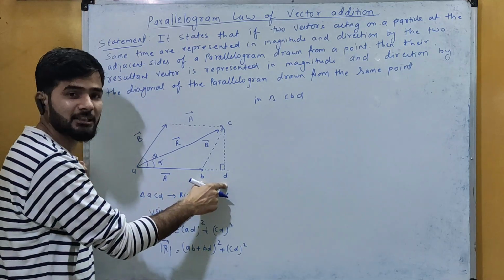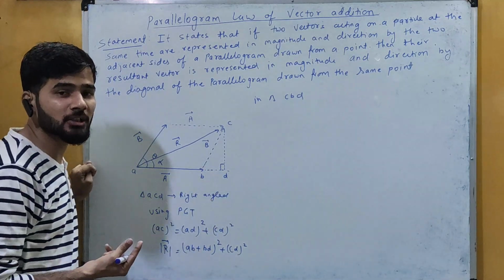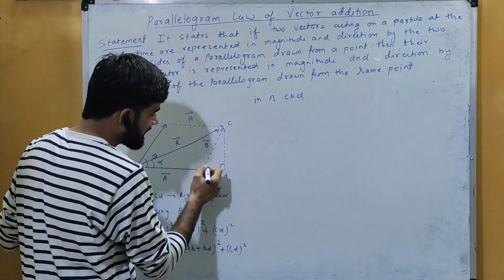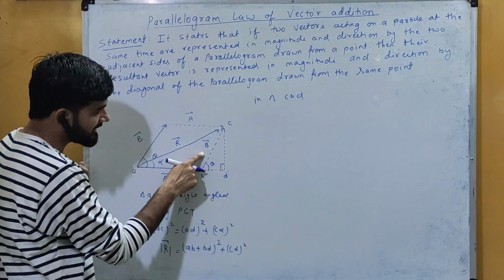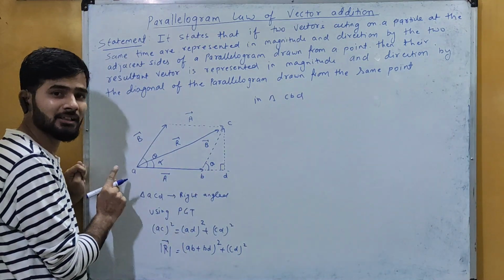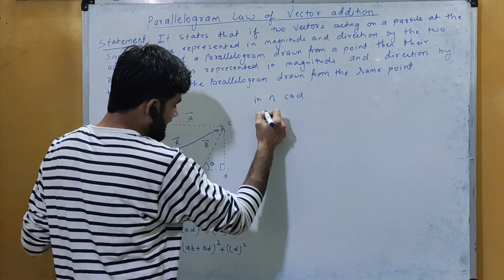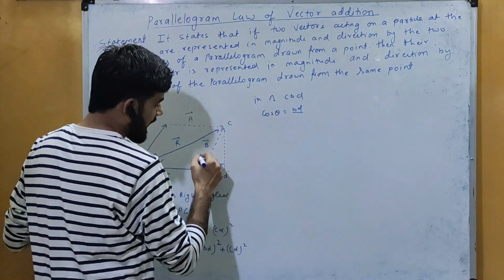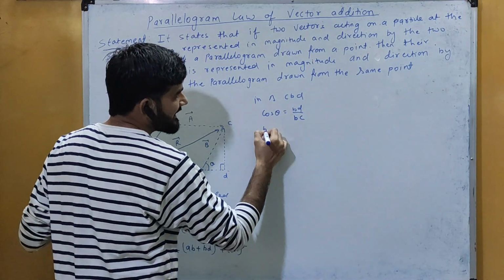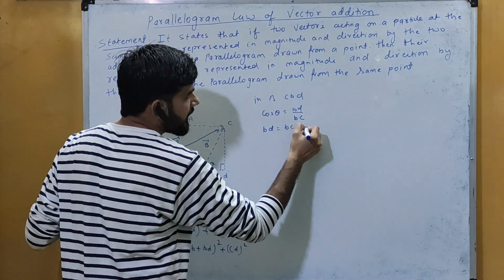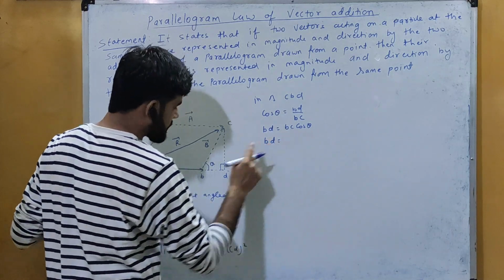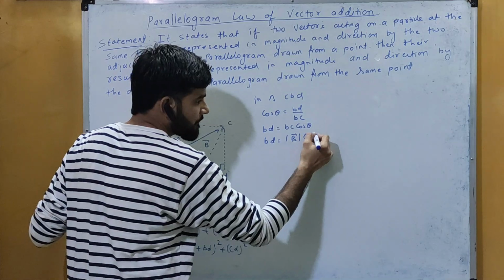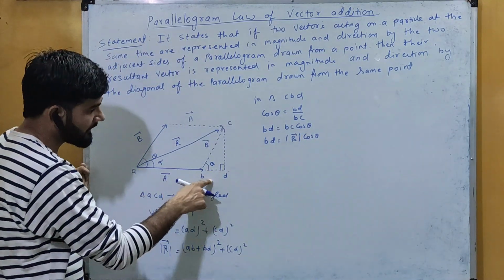So first of all we will find this base BD, and we have a relation between the base and the hypotenuse, that is the cos theta. So I can write here this angle is also theta because this B and this B, they are inclined at the same angle theta. Okay, so here I can write cos theta is equal to base BD upon hypotenuse BC. So I can write BD is equal to BC cos theta, that is the magnitude of vector B times cos theta. Okay, this we have found, BD.